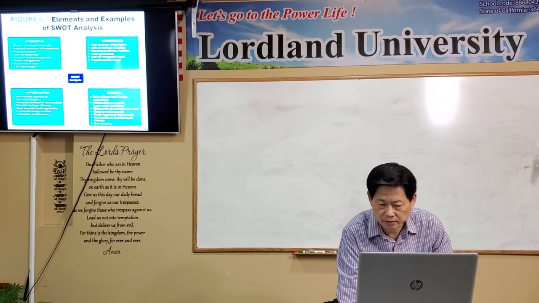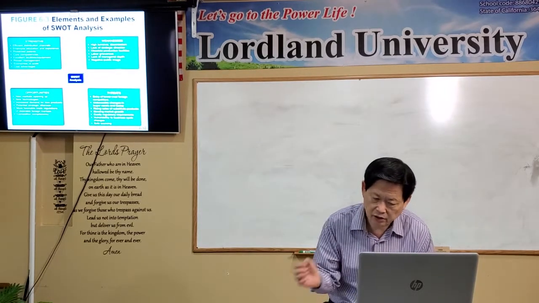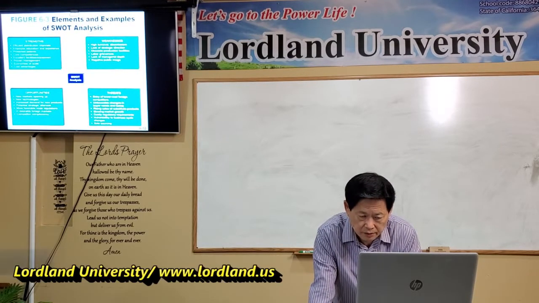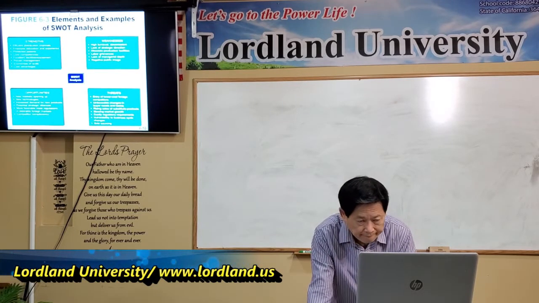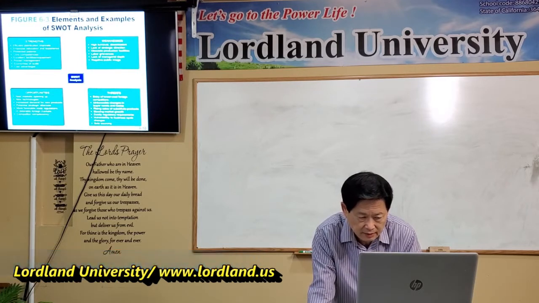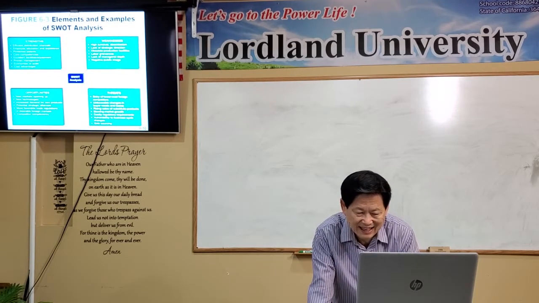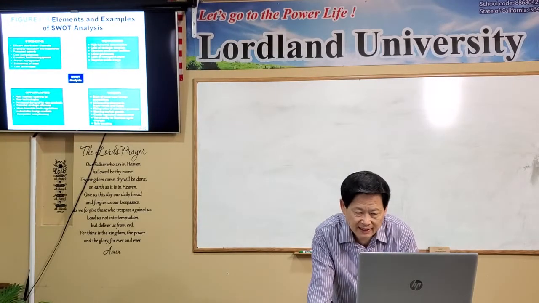Weaknesses: high turnover, absenteeism. Employ, hire, and fire within a short period, that is high turnover. Lack of strategic direction, obsolete production facilities. What is the meaning of obsolete? Obsolete means out of fashion, old style. Labor grievances, lack of managerial depth. There are no manager skills. Negative public image is a weakness.